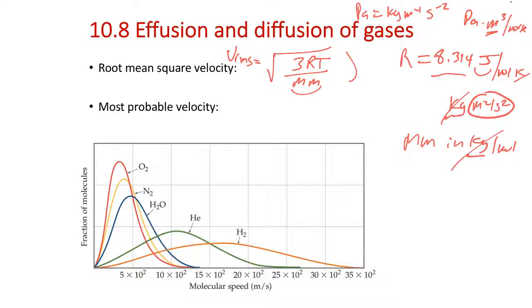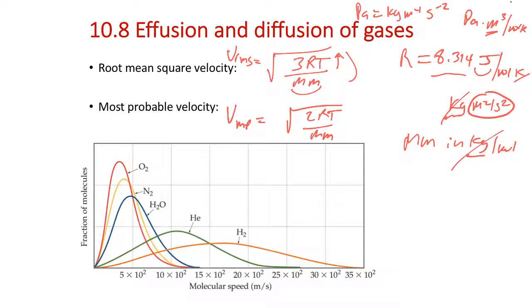Now, like I said, we can also calculate the most probable velocity by taking the square root of 2RT divided by molar mass, of course with the same consideration of units. R is 8.314 joules per mole Kelvin, temperature in Kelvin, and the molar mass in kilograms per mole. Now, as you look at different gas particles, think of how things like temperature relate. Obviously, if you increase temperature, you increase the average or root mean square velocity of the particles. So higher temperature, higher velocity particles on average.